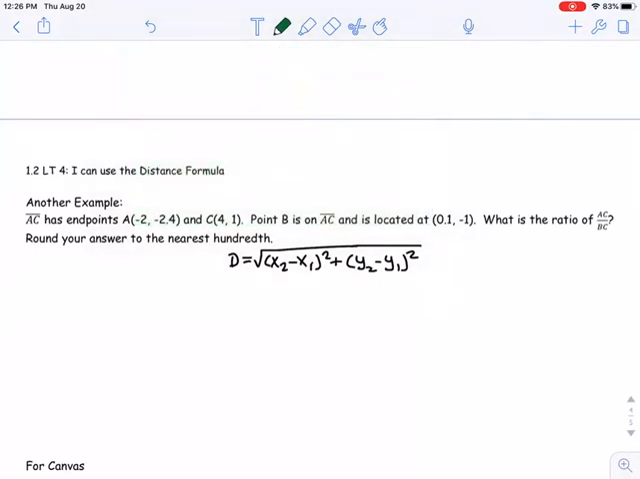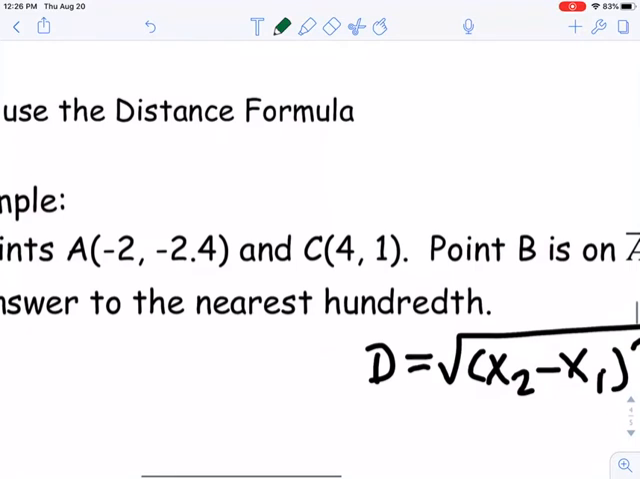All right, now I need to find AC. I need to find the length of AC. So let's go ahead and just, for fun, I'm going to call C x sub 2, y sub 2. And A is going to be x sub 1, y sub 1.